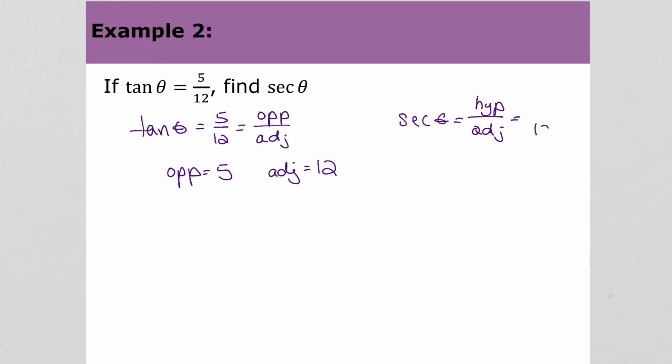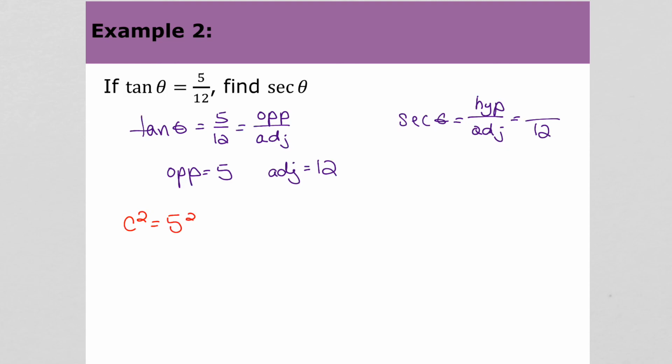So we've got the adjacent is 12, but we don't know the hypotenuse. So we have to find it. This is one of those special right triangles. It's a 5, 12, 13. So we know the hypotenuse is 13 if you knew that. But if not, you can use the Pythagorean Theorem.